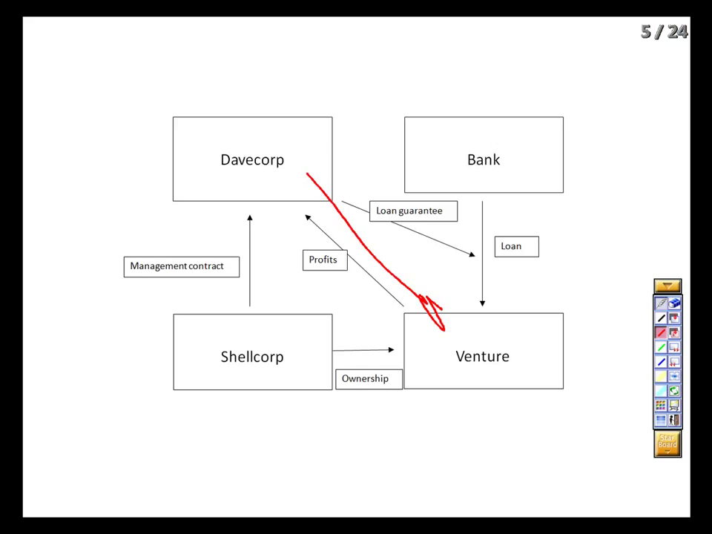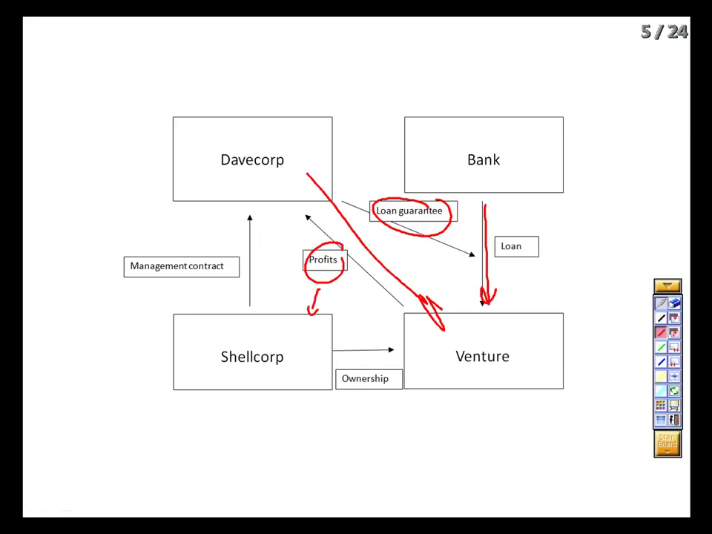The shell has no real assets, so when it goes to the bank to borrow money, Dave Corp here has to provide this loan guarantee in order for the bank to provide the money. The bank is perfectly happy with this, so it loans the money and the venture is underway. Of course, the shell is really just a shell and has no ability to actually run the venture, so it signs a management contract with Dave Corp to run the business. What does Dave Corp get paid for all of the work? Well, all of the profits here minus a return that goes to the shell for their investment.